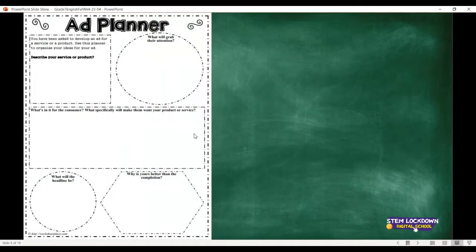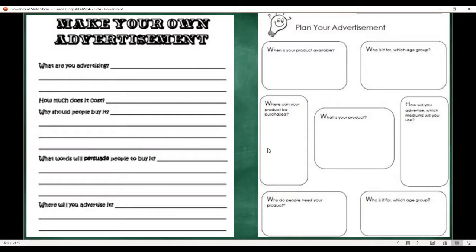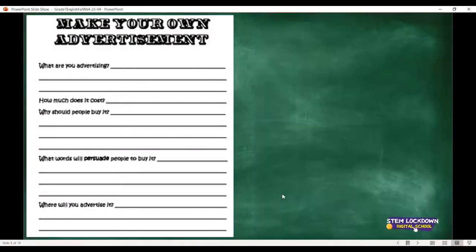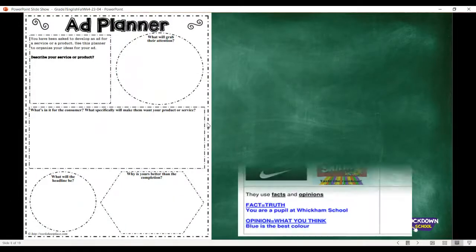Okay, now this is your planner. It's like a mind map. It's just a bit different. But how you do it is not as important as the information that should be in there. So I've given you literally three ideas. You have those two methods, and you have this planner method.